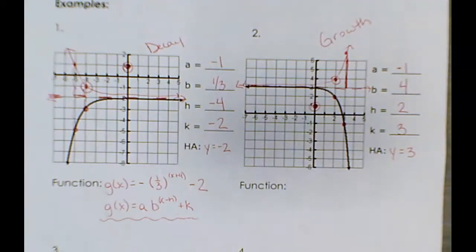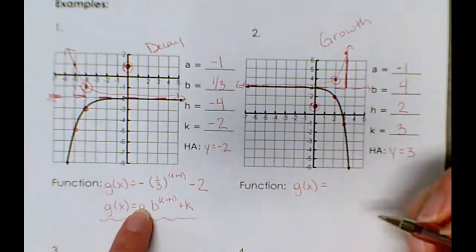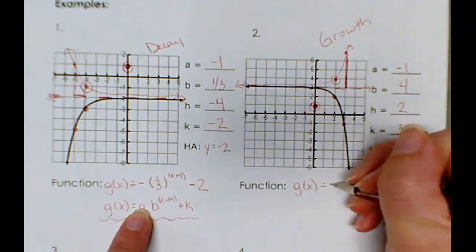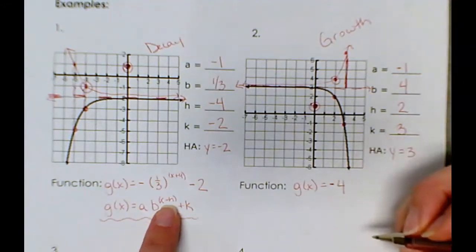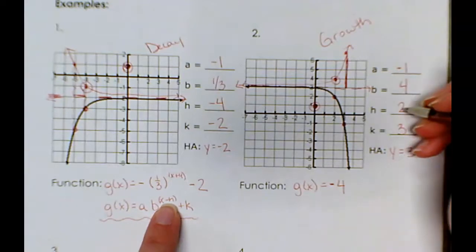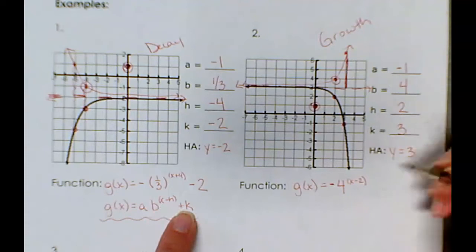So when I put everything together in the function, we have g of x equals a, which is -1, so we can just put a negative, times b, which is 4, to the power of x minus h, so x minus 2, plus k, so plus 3.